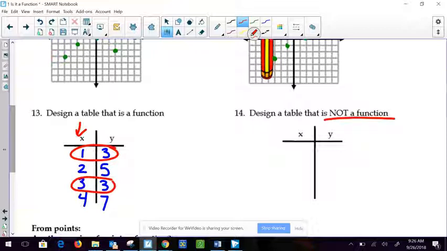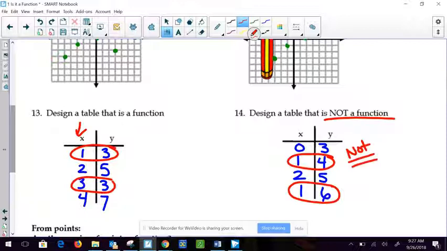Looking at one that is not a function, this is where somebody's cheating on somebody. We got a 0, we got a 1, we got a 2, and then I write down 1 again. 0 matches with 3, 1 matches with 4, 2 matches with 5, and then 1 matches with 6. So if we look at this one, that 1 is a bad little 1 because that 1 is cheating. The 1 went on a date with a 4 and went on a date with a 6, so that's not our functioning relationship. That's why this one is not a function.